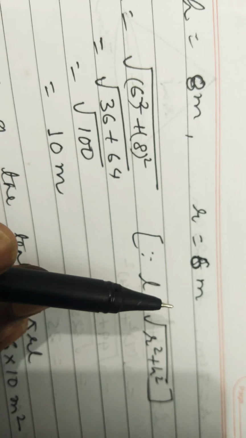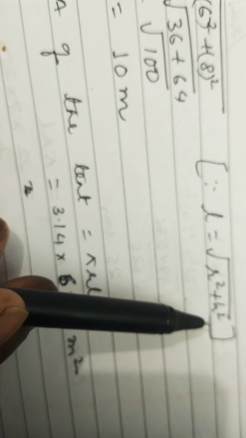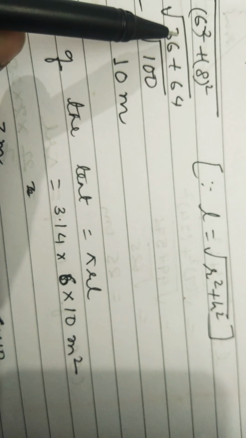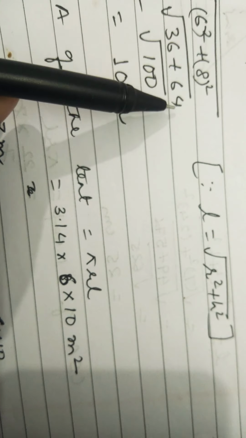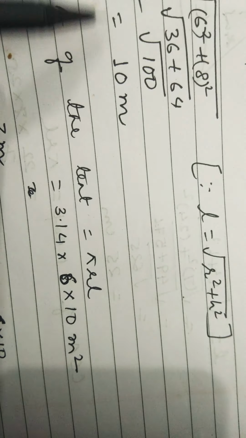So first of all we will find out L. We know that L is equal to under root r square plus h square. So we will just put the values: 6 square plus 8 square, that is 36 plus 64, 100, and 100 is the square of 10. So L equals 10 meter.